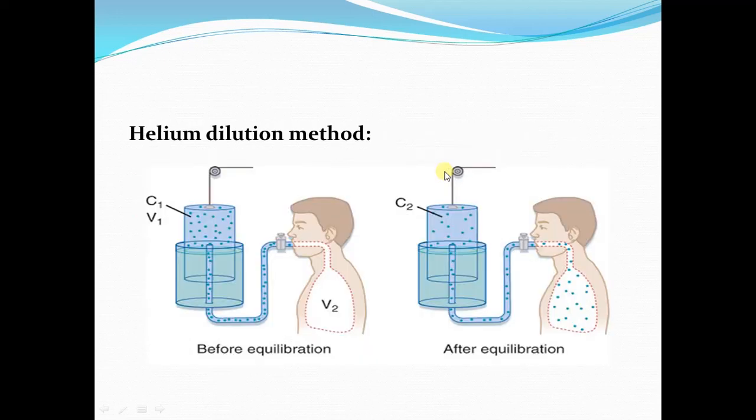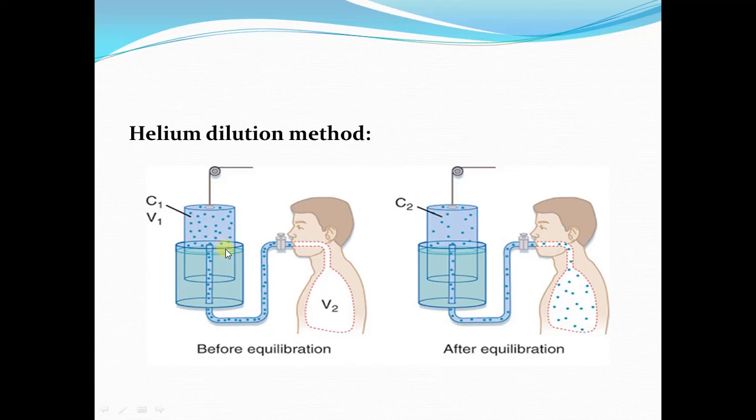So what is the procedure? The procedure is known as the helium dilution method. In this method, a spirometer of known volume, containing a known volume of air, is mixed with helium at a known concentration. So this is the spirometer containing air mixed with helium, and the volume of the spirometer, or the total volume of air, is known, and we also know the concentration of helium.